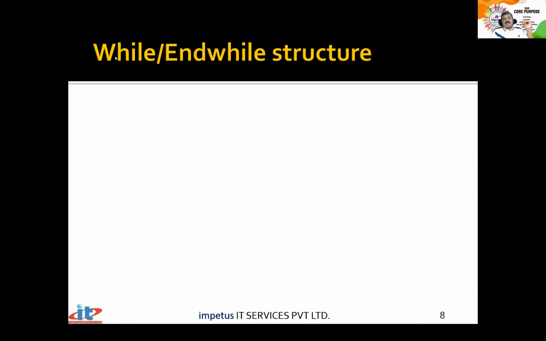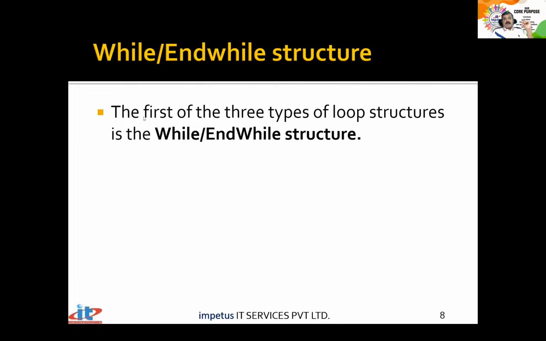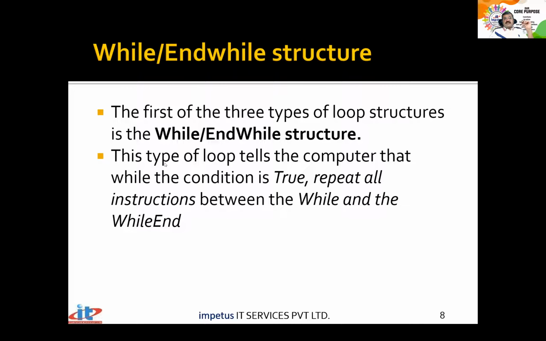Now let's focus on the first form of loop, which is the most common form, called the while and end while structure. This type of loop tells the computer that while the condition is true, repeat all instructions between while and end while. The set of instructions that we want to execute repeatedly should be indented from the margin. If I write while over here, in the same way I should write end while, and all the statements whose execution depends upon the loop should be indented from the margin. You should leave some space from the margin. So if this is while, this will be end while, and this will be the body of the loop.